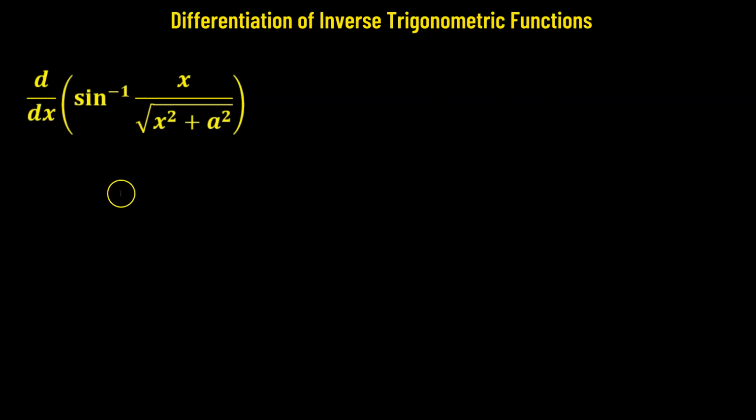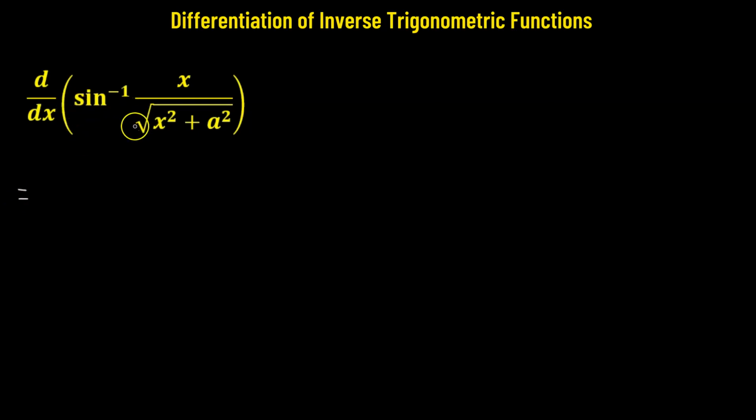So in this particular problem, we need to determine the derivative of the function sine inverse of x over square root of x squared plus a squared, with respect to x. Well, we can do a u and v substitution here, but the goal will be to save some computation time. So let's straight away jump into the problem.